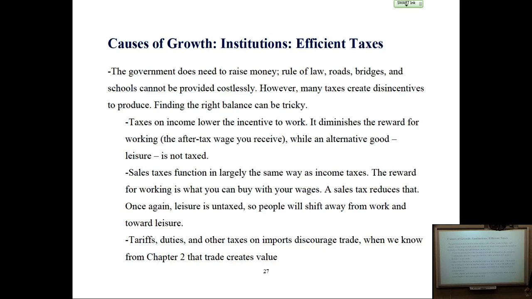Income taxes. The reason why I go to work is so I can earn money to buy stuff. If you have a bigger tax on income, that's going to mean you're going to have less money left over for consumption. That's going to weaken your incentive to go to work, have a job. On the other hand, the alternative to working, leisure time, is not taxed. So the more you tax income, you're going to see people work less, and they're going to be spending more time on leisure. That's going to diminish growth and real GDP.